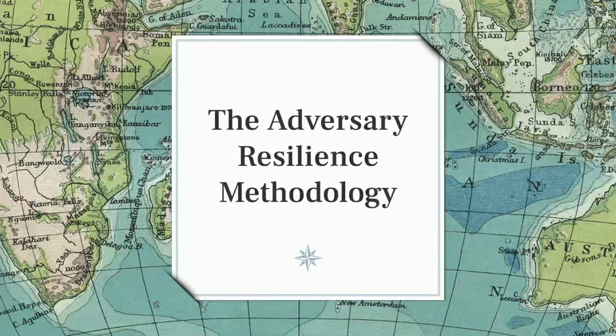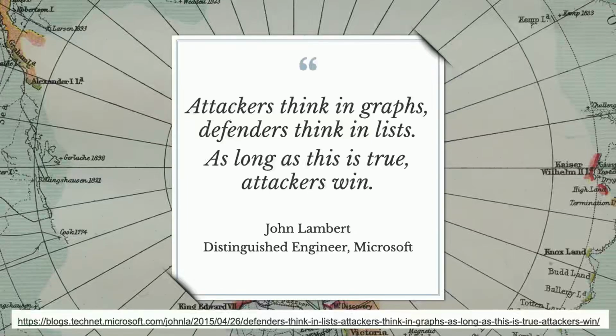So our answer to this, as far as what can we do to efficiently and empirically understand, enumerate, and remediate these attack paths in Active Directory, is our adversary resilience methodology. A lot of this is based on this quote from John Lambert in his blog post with this title right here: attackers think in graphs, defenders think in lists. As long as this is true, attackers win. You would think that we're contractually obligated to have this quote in every talk that we have, but really this is a timeless and extremely insightful quote from John.